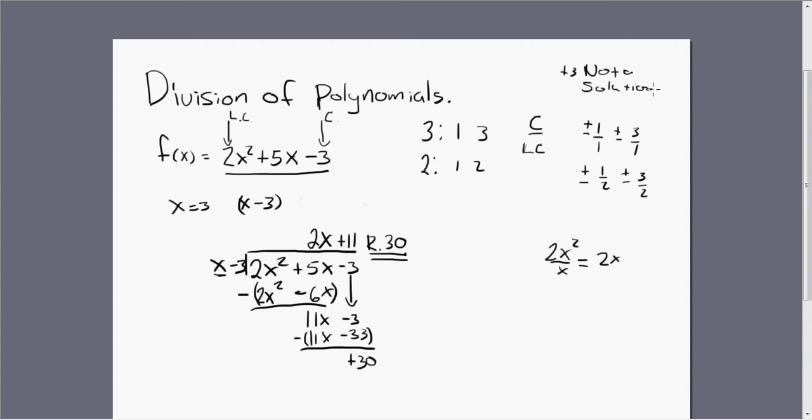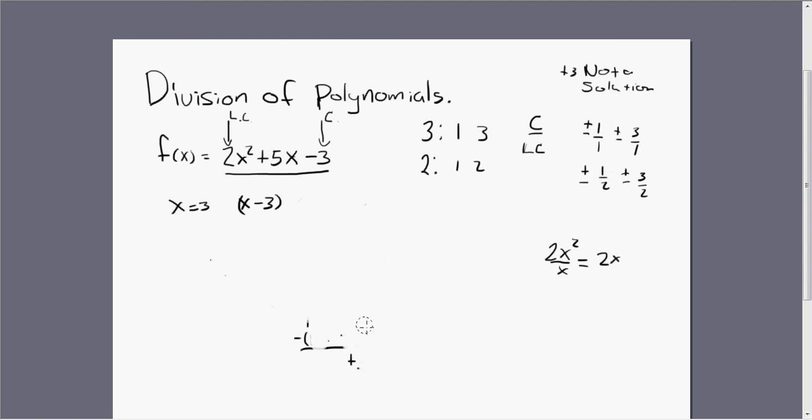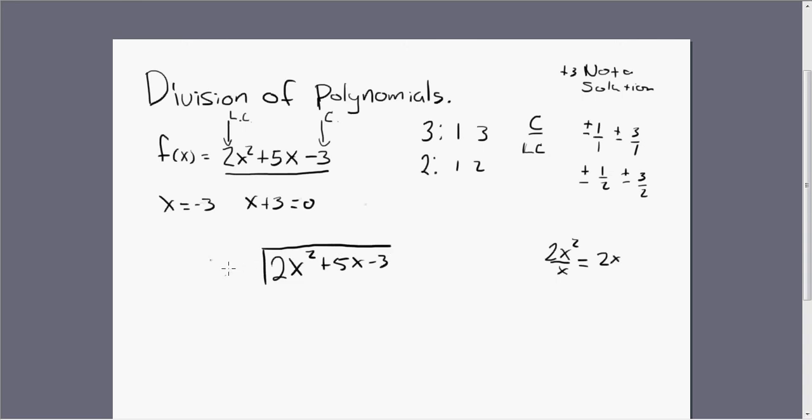So, I'm going to try something else. Positive 3 didn't work, so what if I try negative 3? If I want to see if negative 3 is a solution, I'm going to say if x equals negative 3, then I'm going to have to divide this function by x plus 3, because x plus 3 would equal 0 when x equals negative 3. So, once again, I'm going to start with 2x squared plus 5x minus 3, and I'm going to divide by x plus 3 this time.